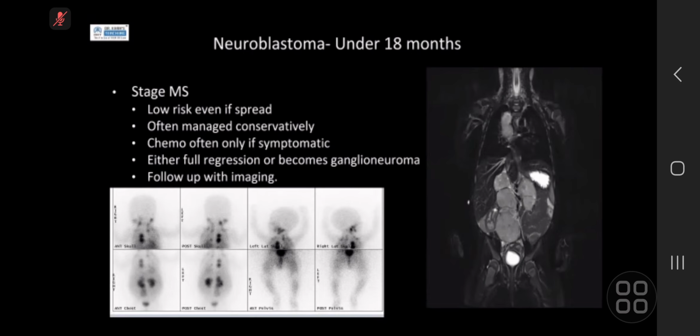And then in kids, in this child, 7 days old, and also less than a year, you've got stage MS, which is primary tumor with metastases. If it's low risk, you stage it, and often it's managed conservatively. You do chemotherapy only if it becomes symptomatic, which then it can either fully regress or become something more low grade like a ganglioneuroma. And like I said earlier, what you follow up with is imaging. On this MR, you see one that has more extensive disease, and on MIBG there are also metastases higher up, on both sides, and partly in nodes as well.